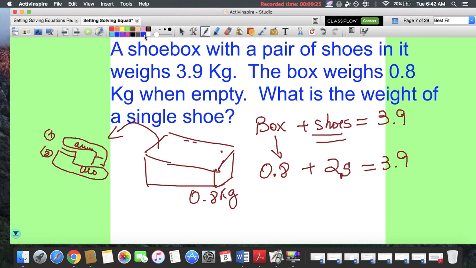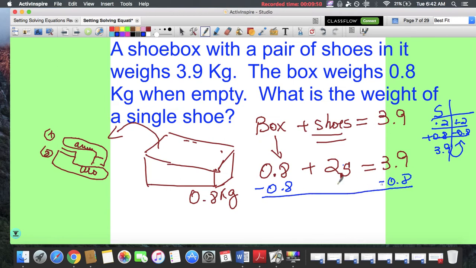Now, we can do a story again, right? And in this case, I have S, my shoes, times 2 plus 0.8, and that gives us 3.9. Going backwards, I'm going to do minus 0.8, divided by 2, and that's going to give us our answer. So let's do minus 0.8 first. Minus 0.8. These two go bye-bye. 2s comes down, and that becomes 3.9 minus 0.8, which is 3.1.